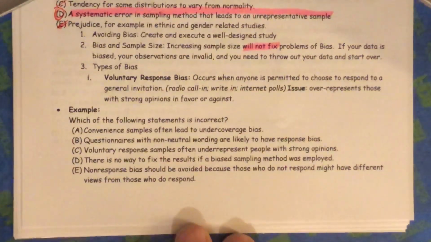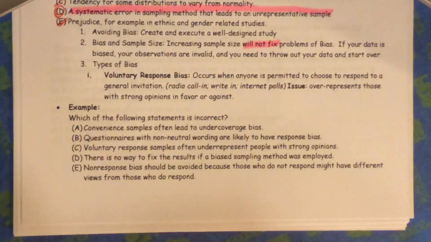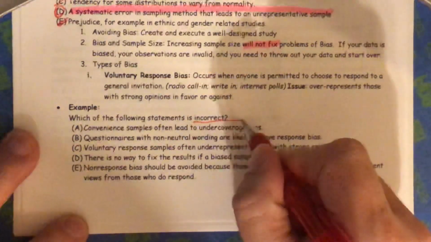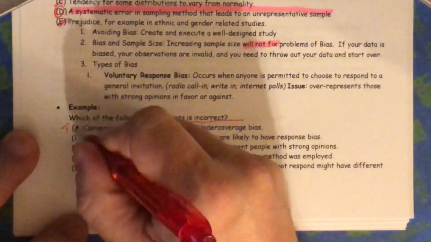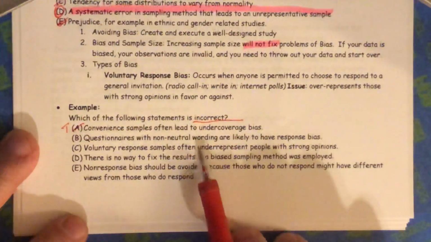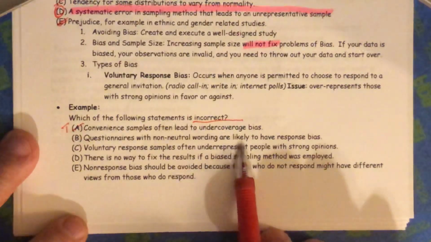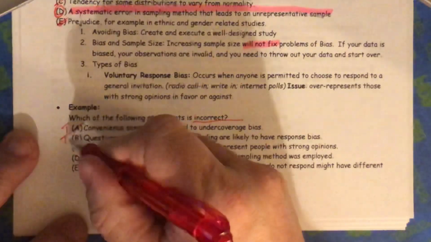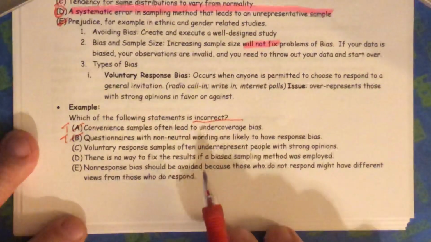So which of the following statements is correct? Convenient samples often lead to undercoverage bias. A convenient sample is just taking a sample that's easy to take, and that tends to be true. It tends to overrepresent some part of the population, so consequently it does underrepresent part of the population. So we were looking for incorrect. This tends to be true, so this would not be our answer. Questionnaires with non-neutral worded questions are likely to have response bias. That's also true. That's the definition of response bias. And we'll get to that in a moment.